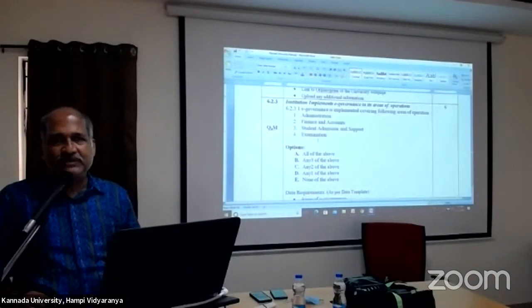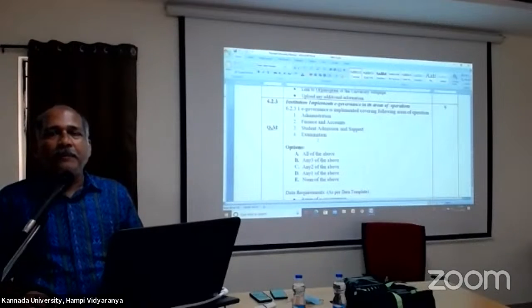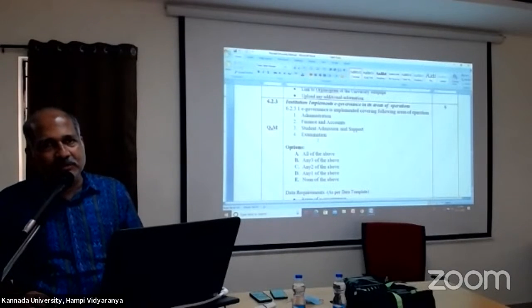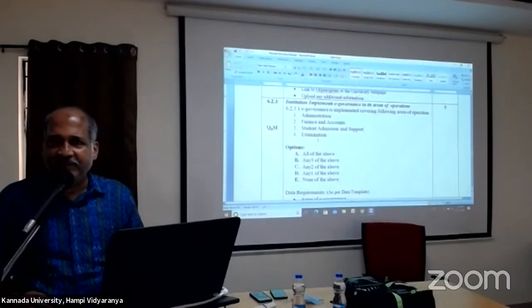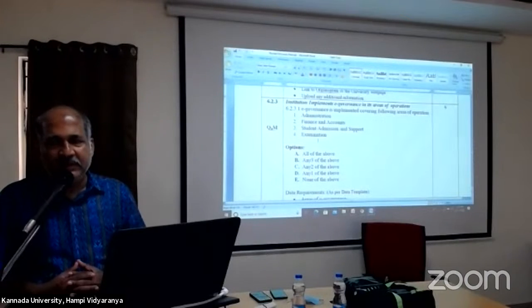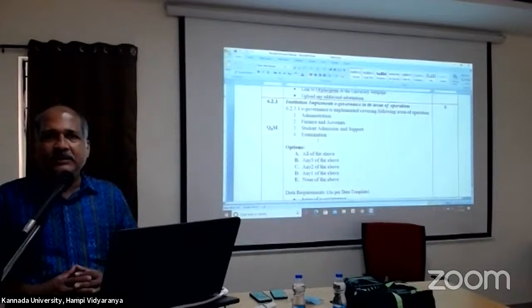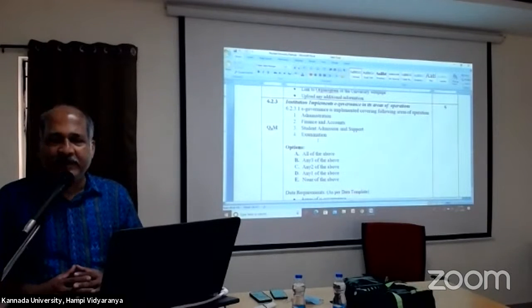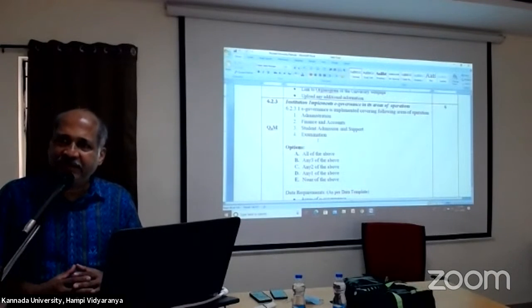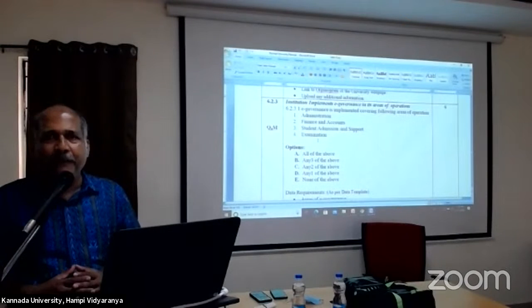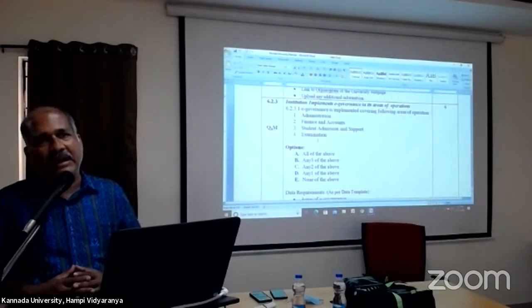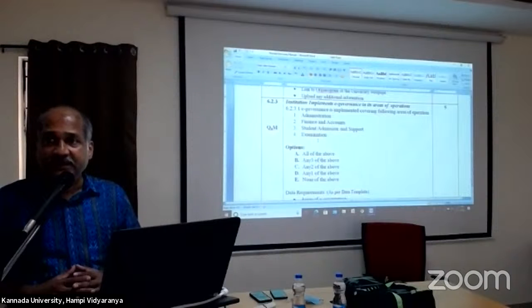Another type is your current year data. How many students and faculties are using the library? That's current year data. Okay, so in that case, if the numerator is the number of students and faculties using the library, what should be the denominator? The denominator should be the number of students plus the number of faculty members.